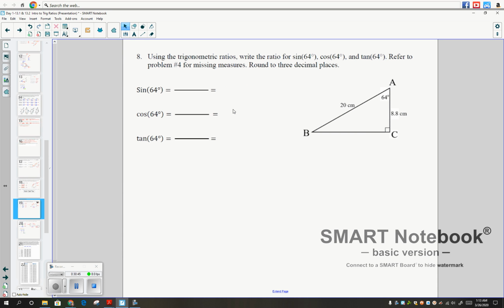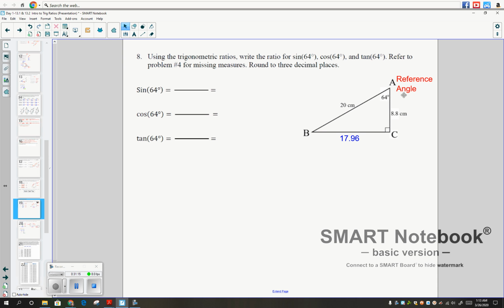As we proceed to number 8 here, this triangle looks very familiar. This is our triangle back from example number 4. In example number 4, we used the Pythagorean theorem to find the third side here, right? Segment BC, well, it's 64. What I want to do is write the ratios here for 64. 64 degrees is angle A. Well, so angle A is my reference angle.